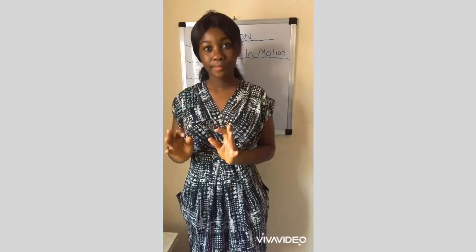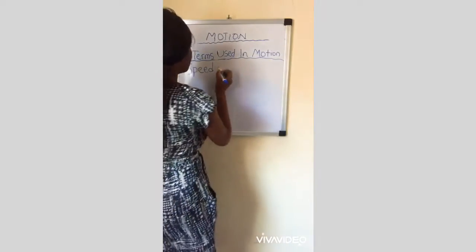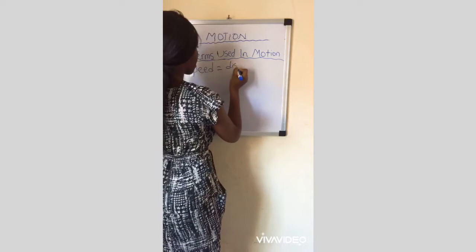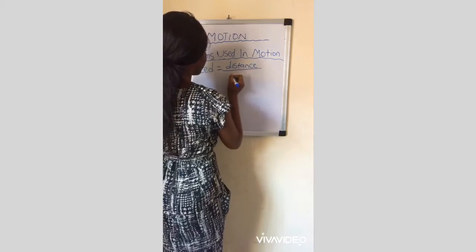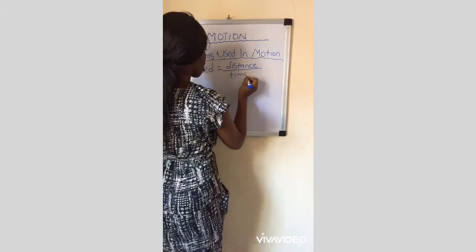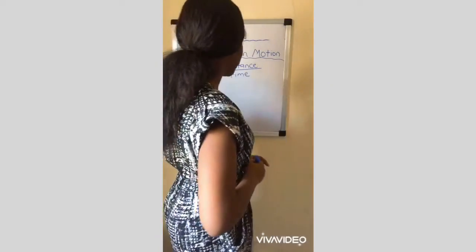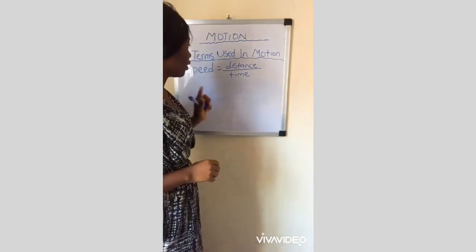When observing a body moving over a distance, we'll observe the distance the body is covering and also the time the body used to cover that distance. The change in distance with time, or the rate at which a body covers a distance, is called speed. Mathematically, speed is equal to distance over time.